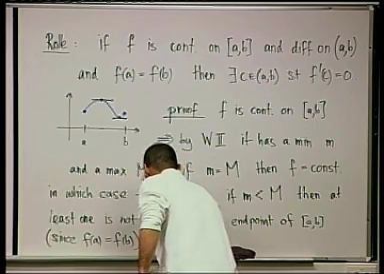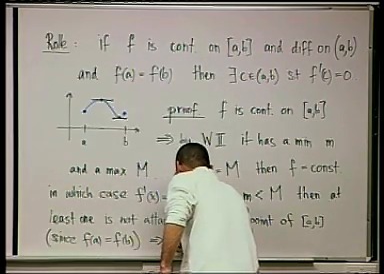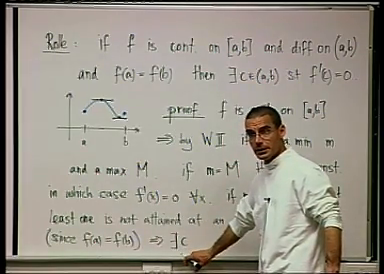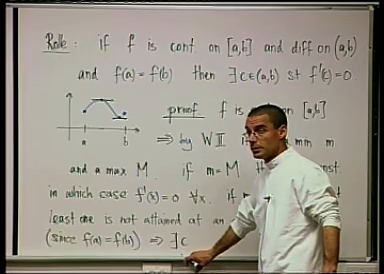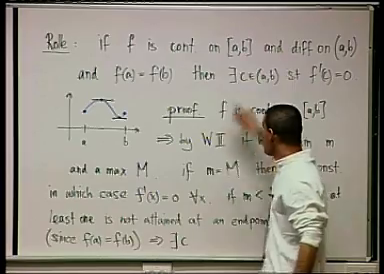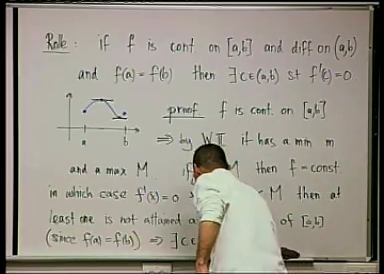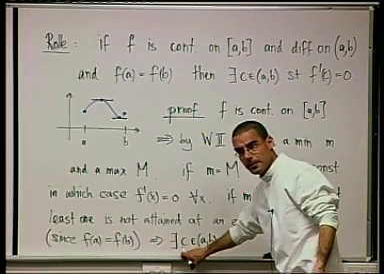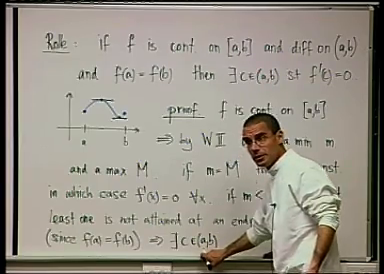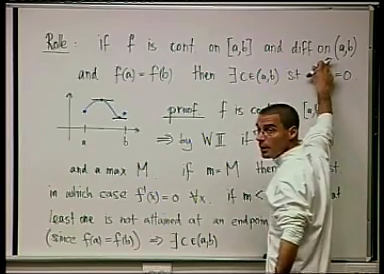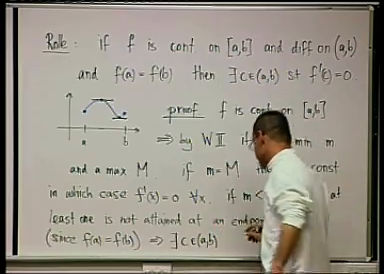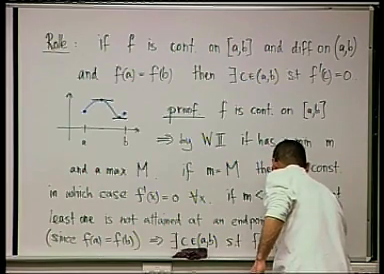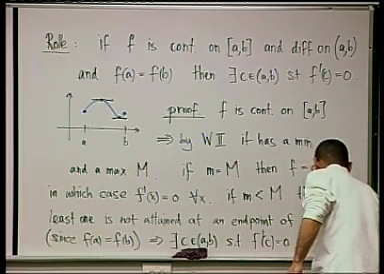So therefore, call it C. That C satisfies what? It's a maximum or a minimum. It's inside the interval. The function is differentiable there. By Fermat's theorem, the derivative is 0. By Fermat.